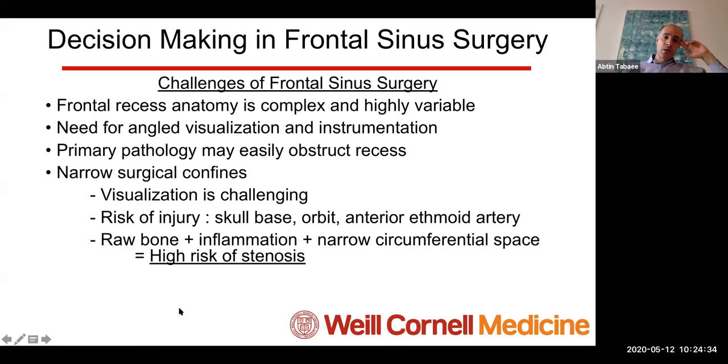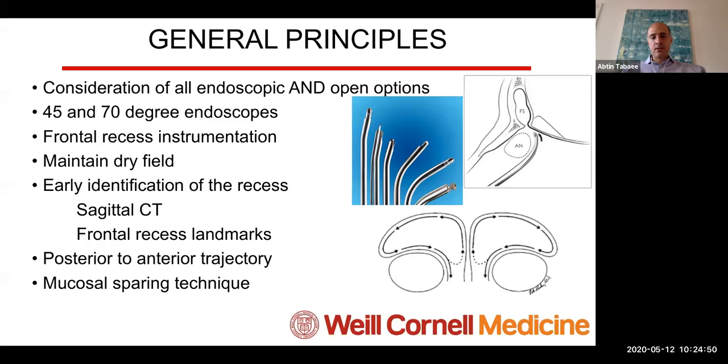Adding to this risk of stenosis is the presence of inflammation, often the experience of creating raw bone, and the fact that your work is circumferential. So you're creating a raw wound that's rounded in an area that's inflamed, irritated, and surprisingly, they don't all stenose. So, some general principles about approaching the frontal sinus.